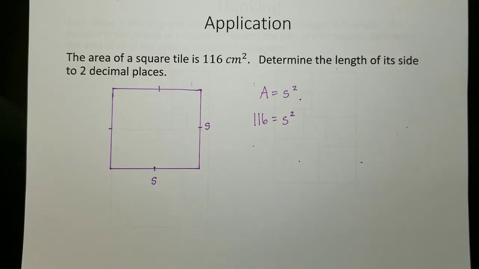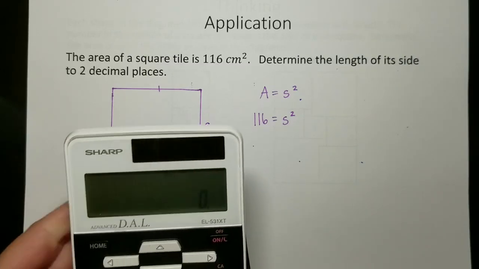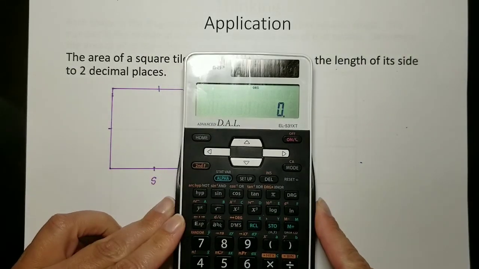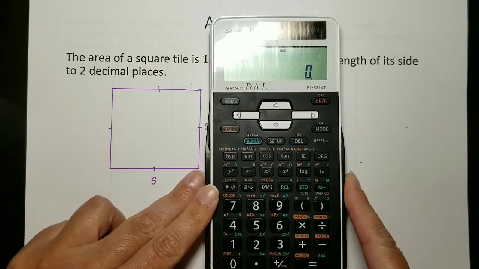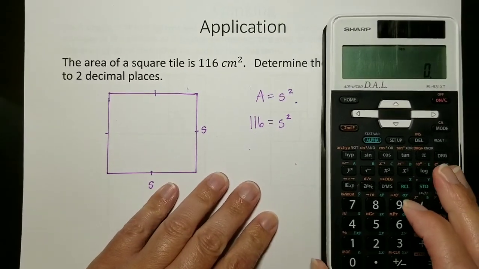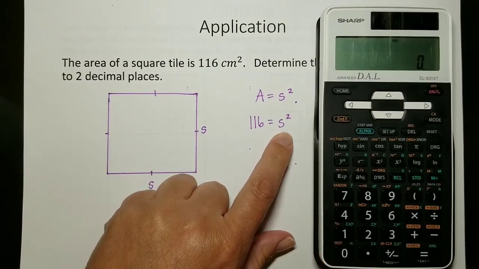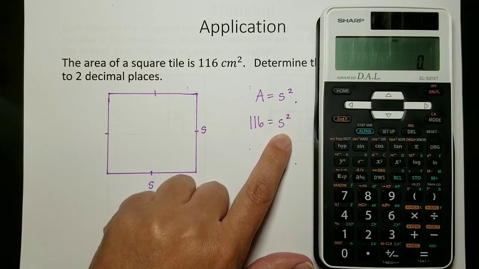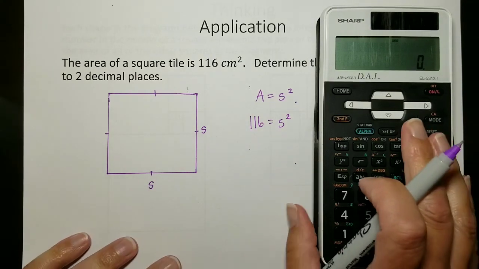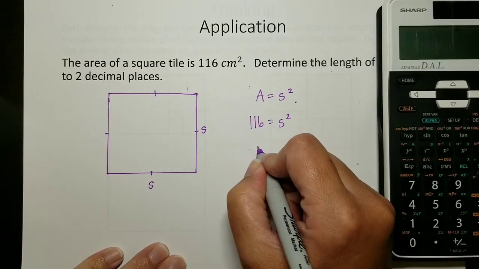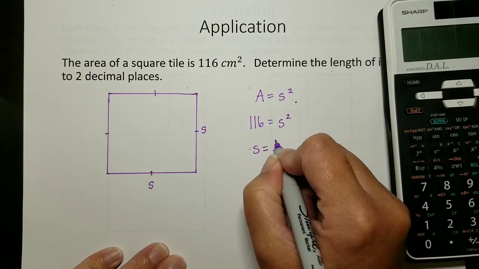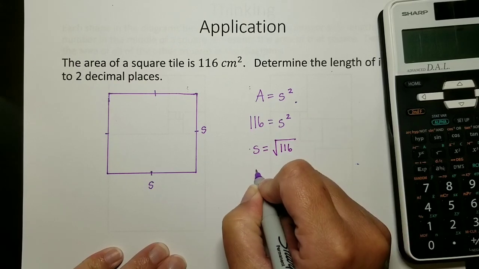So for this, I want you to make sure that you have your calculator. And I have 2 different calculators here, and I want you to pull your own calculator out and make sure that you can use it to do this kind of question. The first calculator I have here, we know that to undo that squared, the opposite is the square root. So I'm going to write this down first. The side length is going to be the square root of 116.